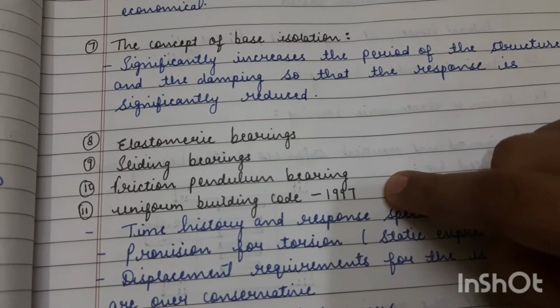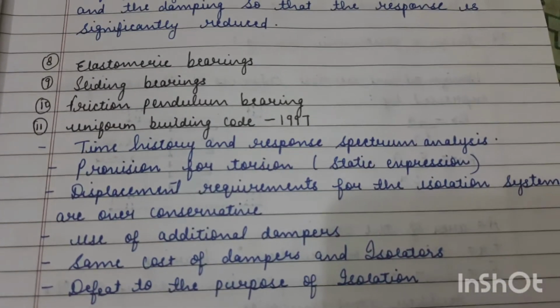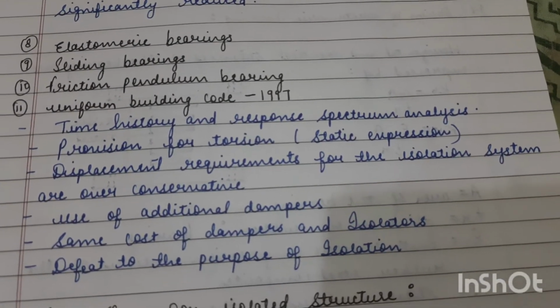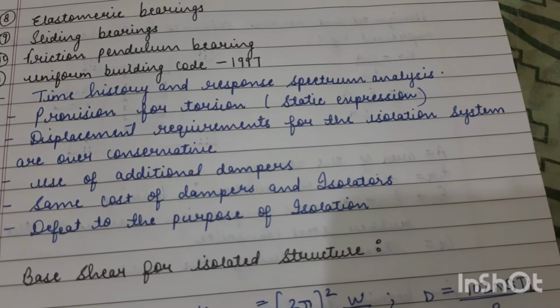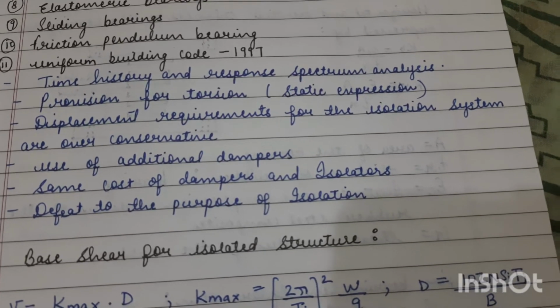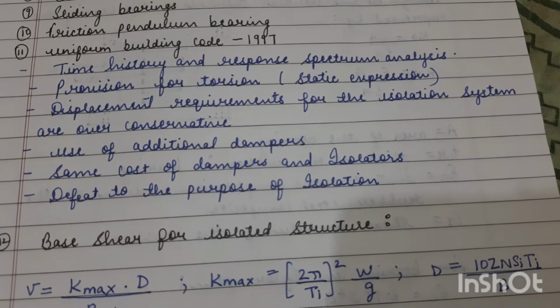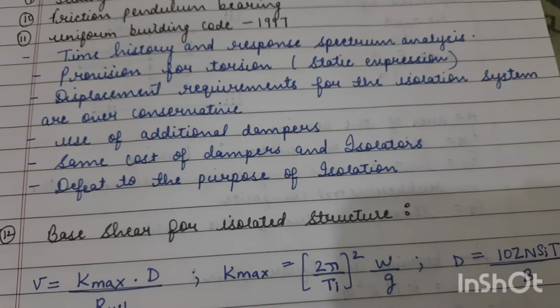Uniform Building Code 1997. So in Uniform Building Code we have the details of the base isolation. Time history and response spectrum analysis. Provision for torsion, static expression, displacement requirements for the base isolation system are over conservative. Use of additional dampers, same cost of damper and isolators, defeats the purpose of the isolation.